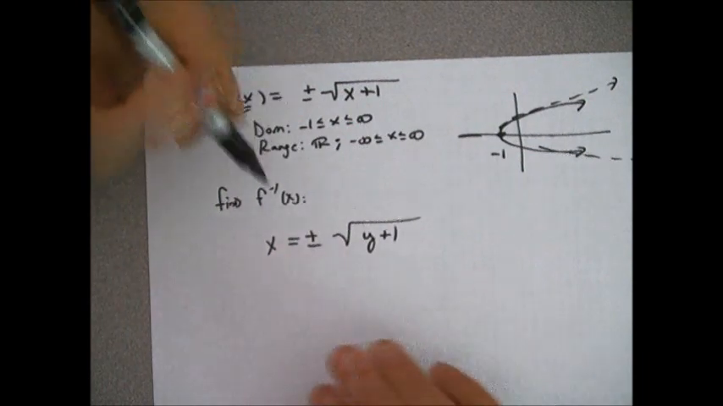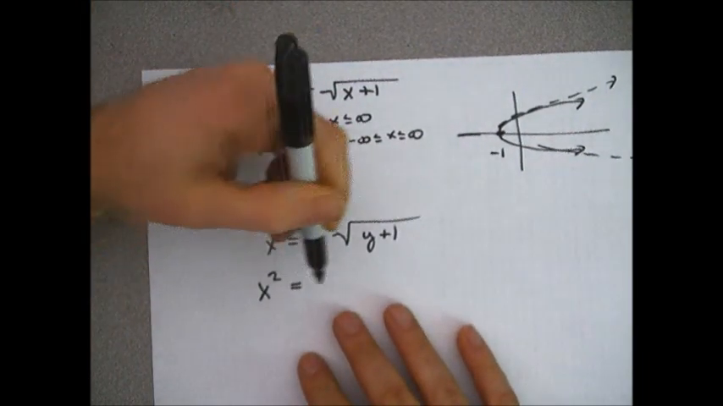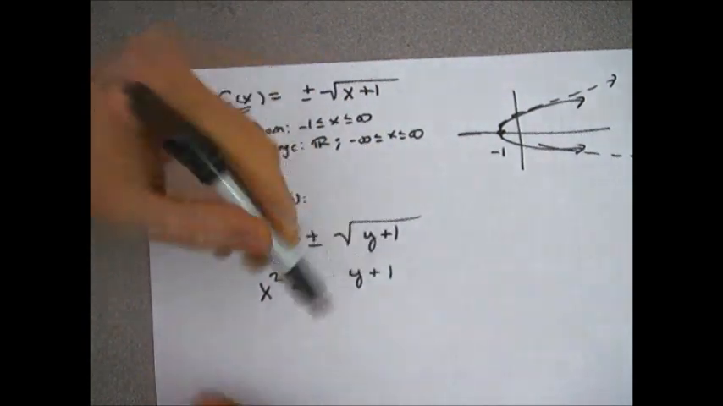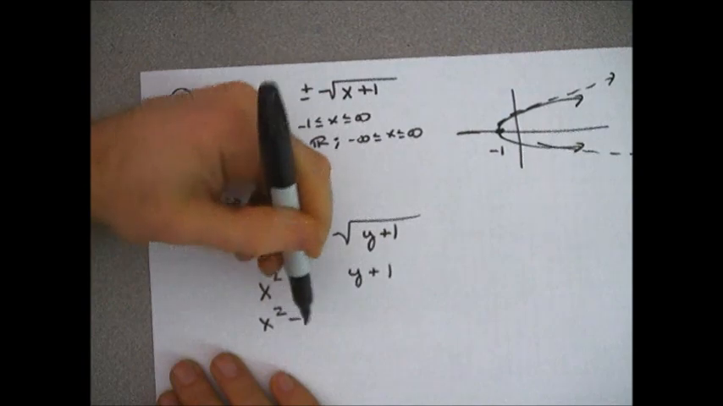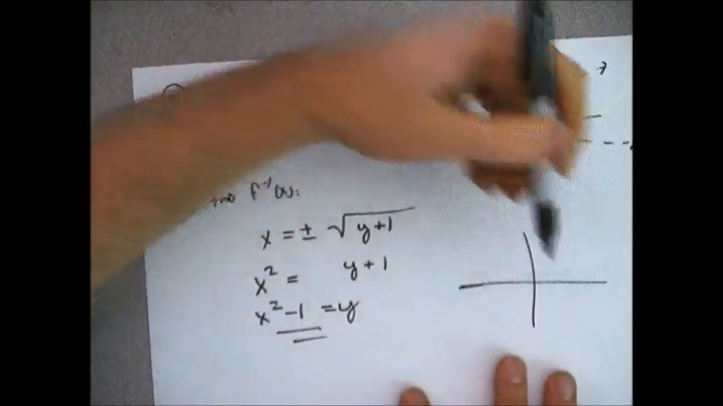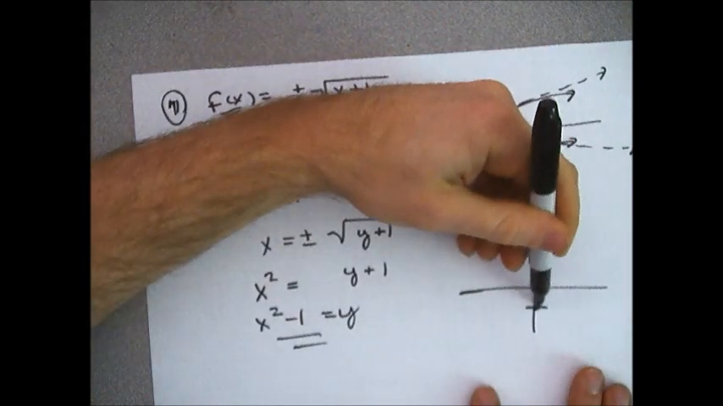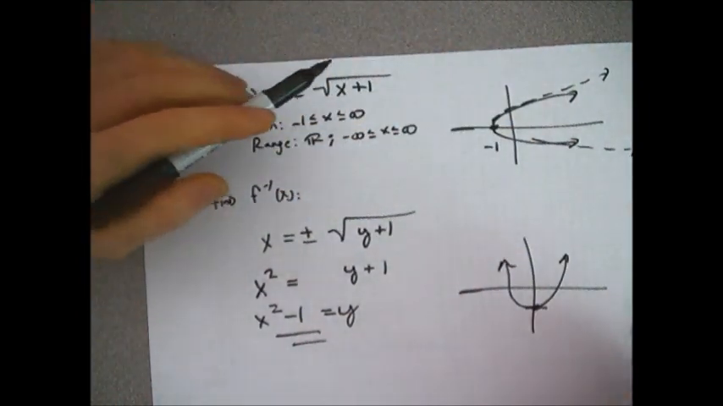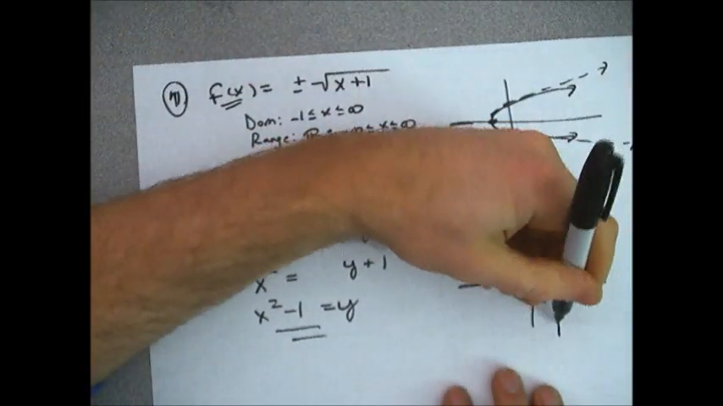Square both sides. Good. So x squared is equal to what? Y plus 1. Subtract that 1 over. So x squared minus 1 is equal to y. What does that graph look like? That is a quadratic shifted 1 unit down. Again, you could pinpoint this better with a table. That's your sketch.